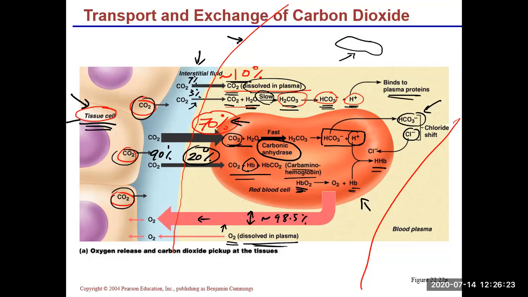So one more time, you have 100% carbon dioxide releasing from the tissues. 10% of it goes into the plasma. Out of that 10%, 7% dissolves, and 3% or so combines with water and becomes a different entity. Again, this process is not very efficient because you're lacking the enzyme, but you do have the enzyme inside of the red blood cells. So 90% of the carbon dioxide is going to go in, of which 70% of that 90% is going to turn into the bicarbonate and hydrogen ion, and 20% is going to combine with the hemoglobin.